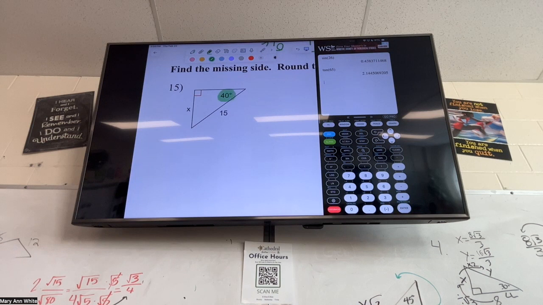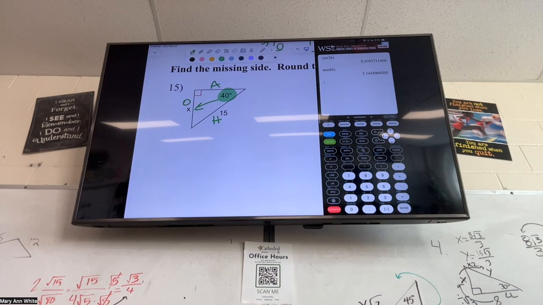If this is my angle, can you label opposite, adjacent, hypotenuse? What do you know? 15 is the hypotenuse. Good, what else do I know? Opposite is X. That's okay. And then adjacent is the blank side. We don't actually care about adjacent. We don't know the adjacent.